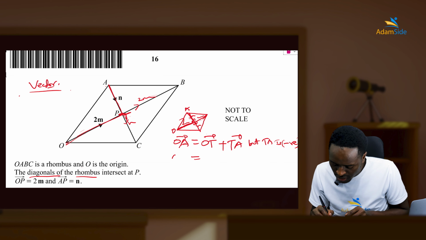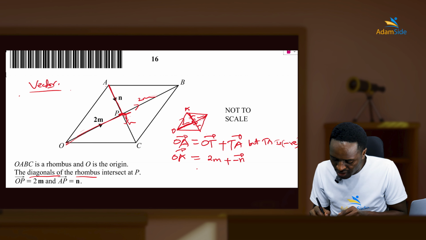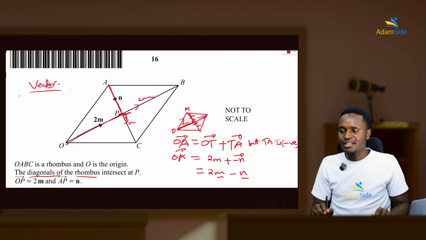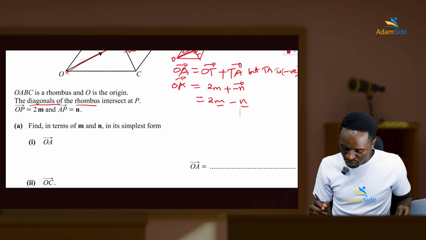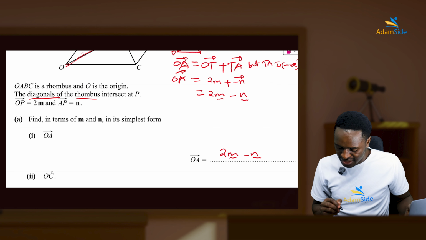How? So vector OA is equal to vector OT, which is 2m plus negative n, because it's going in the opposite direction of the arrow. So vector TM minus n. You get that? That's the answer. So vector T will be equal to vector 2m minus vector n. These are symbols to show the vector 2m minus n.